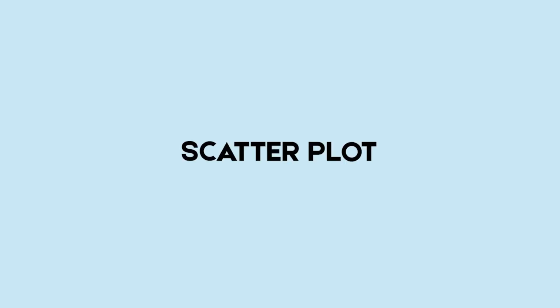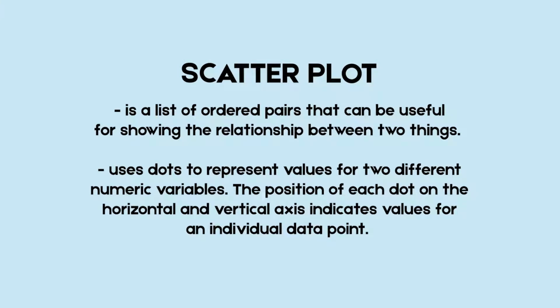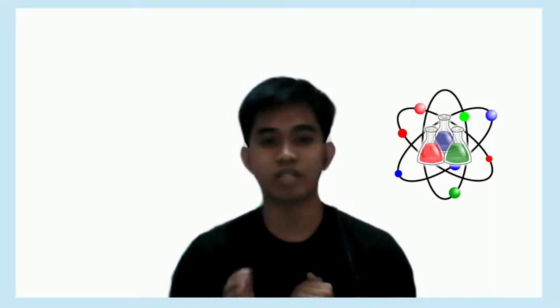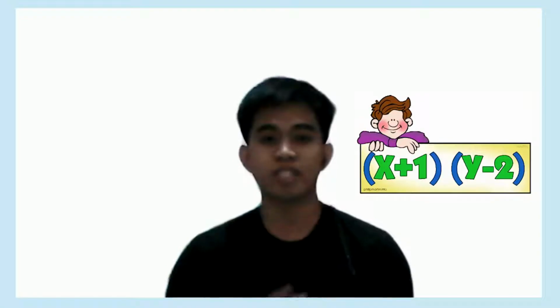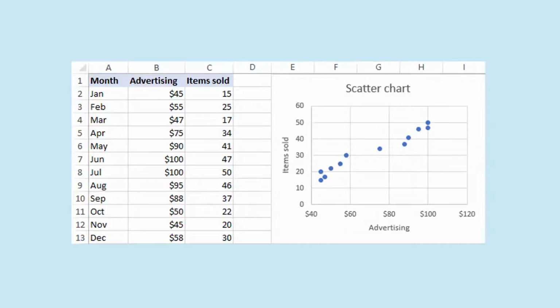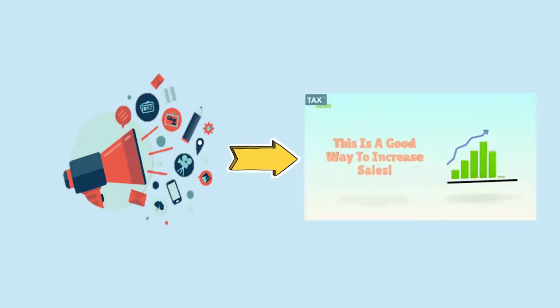Next, we have the scatter plot. A scatter plot is a list of ordered pairs that can be useful for showing the relationship between two things. They tend to be more frequently used in scientific fields due to their capacity to encode data simultaneously and find out what relationship exists between the two variables. For example, you want to use this data to show your audience whether or not the cost of advertisement can affect the items sold by your company. An easier way to do this is to put the data in the scatter chart, and you can easily see here that increasing your advertising budget will increase your items sold.